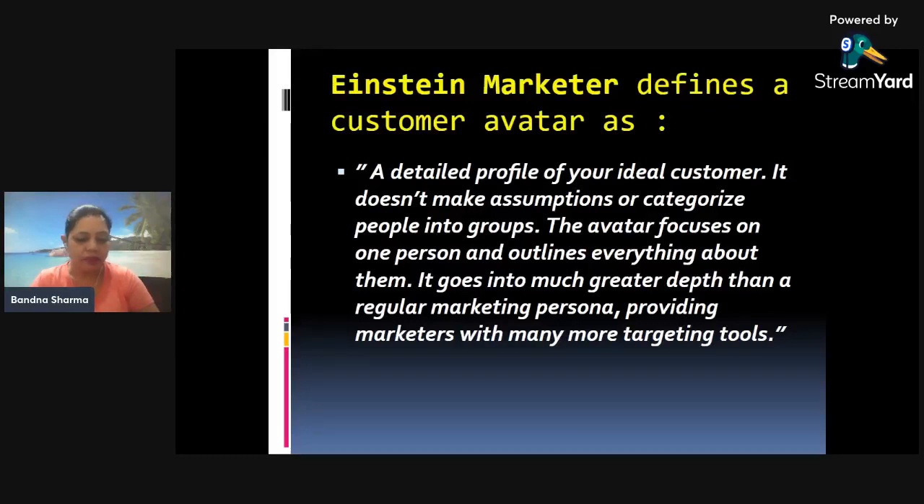As I said, you have to identify that single person who will represent a particular group of people. So this is here. The avatar focuses on one person and outlines everything about them. About them means about the whole particular group of people that you have to serve. It goes into much greater depth than a regular marketing persona, providing marketers with many more targeting tools, right? So this is the definition given by a marketer about the customer avatar. So let us move forward.